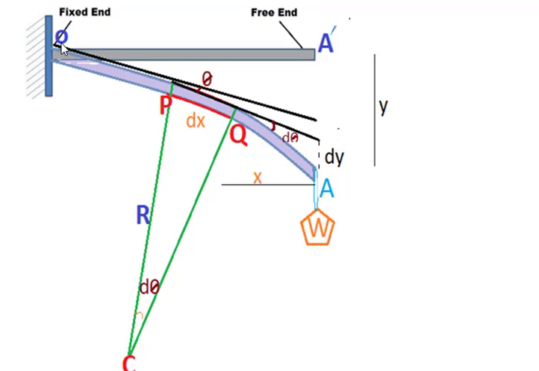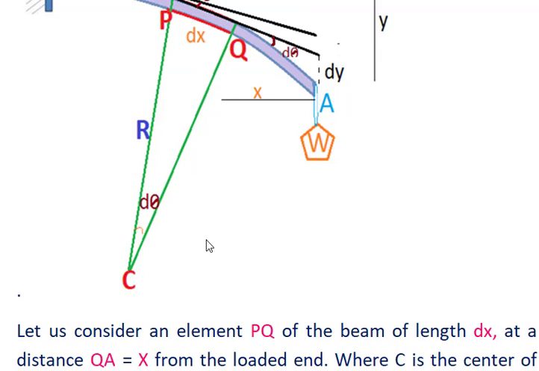So that is the fixed end, this is the free end. The length of OA dash is L and on applying the weight it is shifted to the position A. So the depression A dash A is y. Let us consider an element PQ of the beam of length dx at a distance QA. QA is taken as x from the loaded end. So x is the distance from the loaded end.